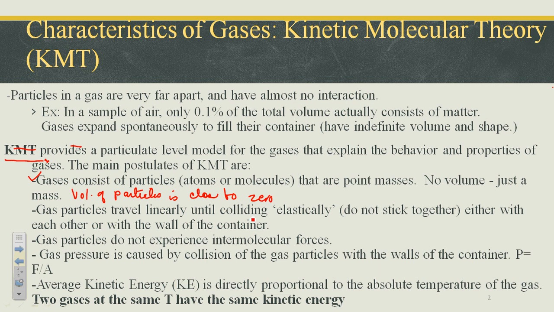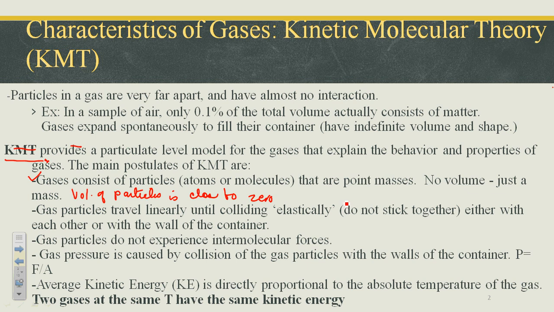The second postulate of KMT is that gas particles have a specific type of movement which is called Brownian movement. They keep traveling linearly in a straight line till either the gas particles hit other particles or they hit the wall of the container. And these collisions with each other are elastic collisions, meaning there's no energy loss as a result of these collisions. The next postulate is that gas particles do not experience intermolecular forces.